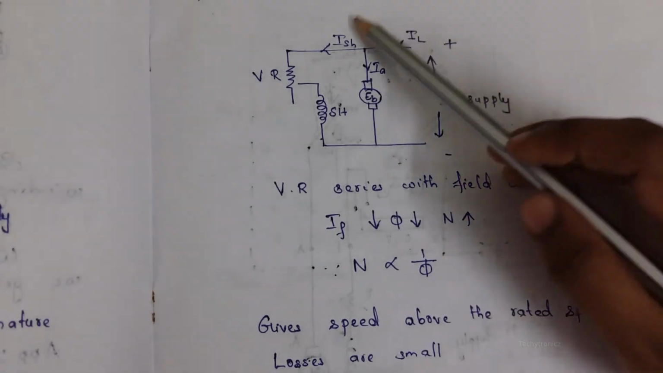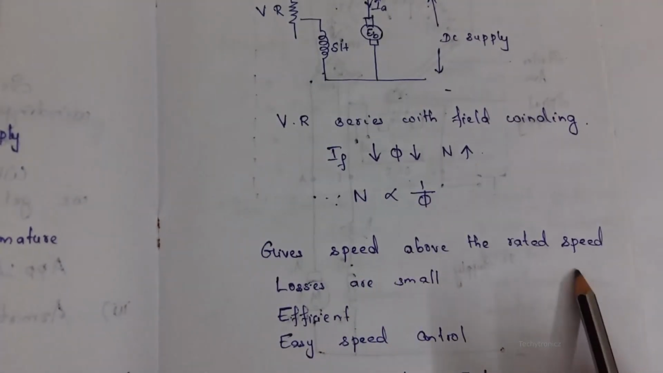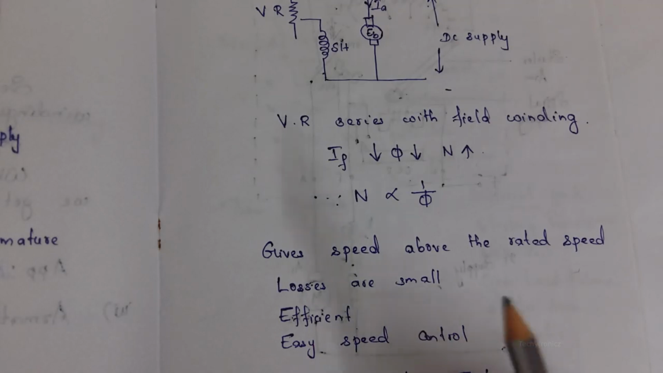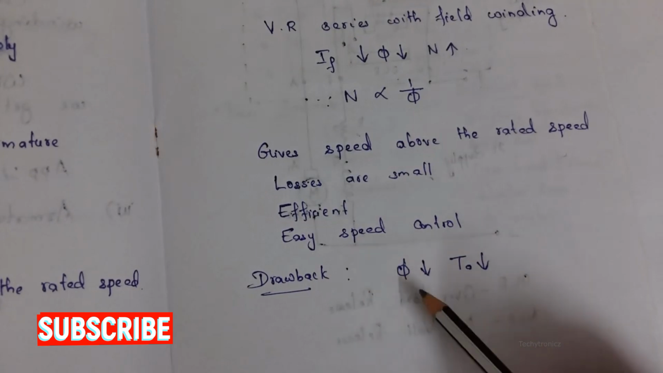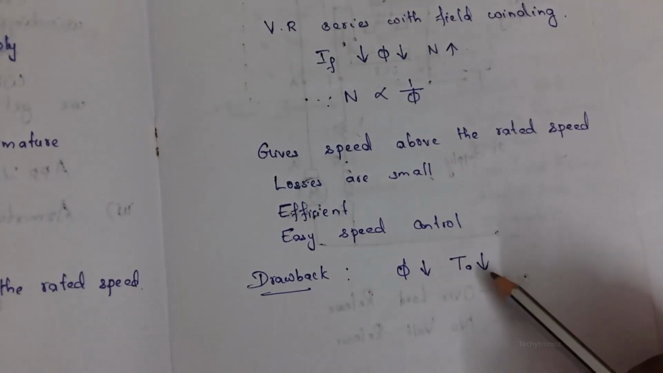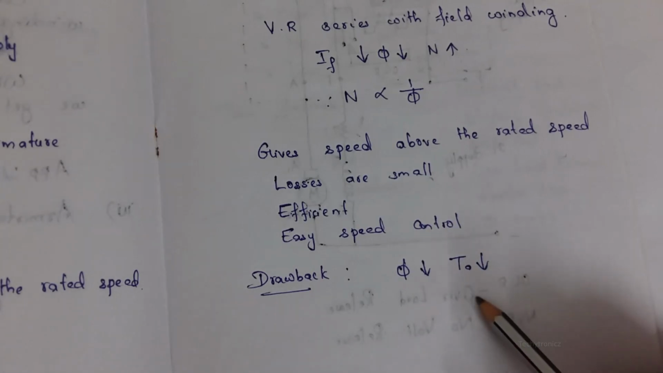Okay, in the field control method, it gives a speed above the rated speed, so the losses are small, and this method is more efficient than the armature control method. This type of speed control method is also very easy to control. The only drawback of this method is that when the flux is reduced, the torque of the DC motor is also reduced. This is one of the drawbacks of the field control method.